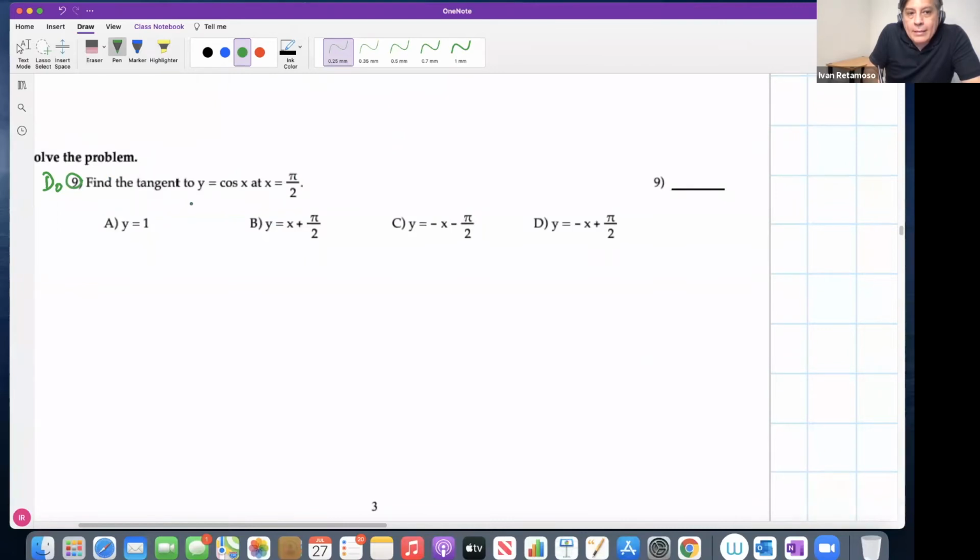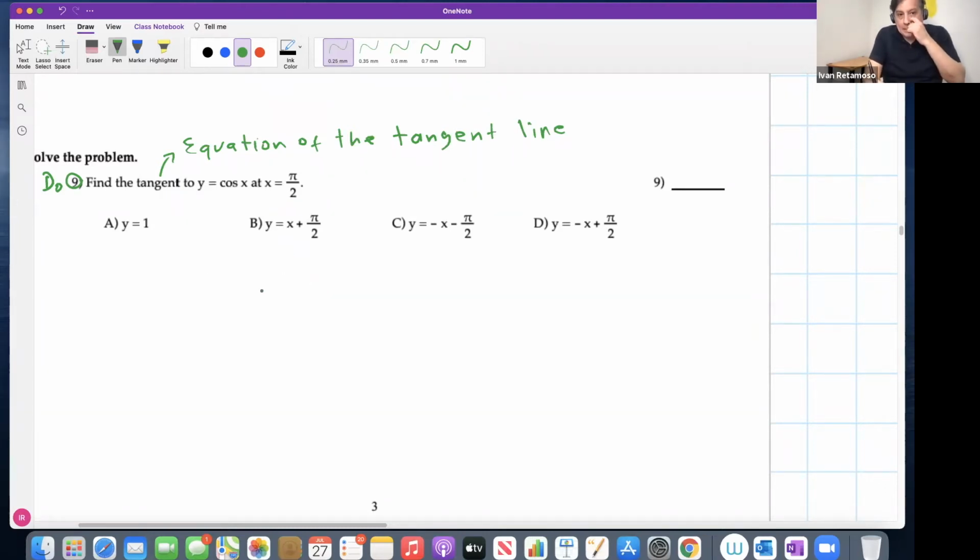Find the tangent. This means the equation of the tangent line, right? Equation of the tangent line of this, y equals cosine of x, the graph of this, right? At x equals pi over 2.